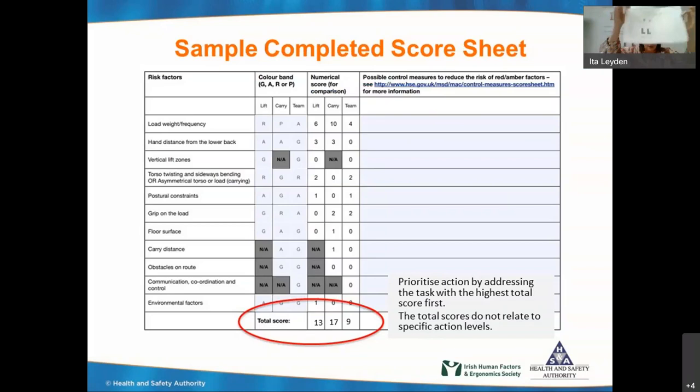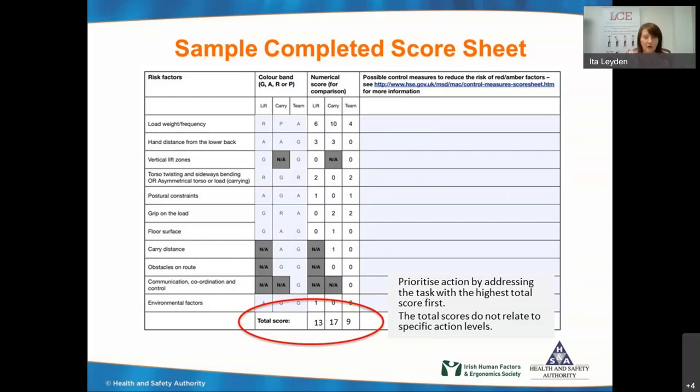And what you'll see on your score sheet is each of the risk factors that you're assessing are in the first column. And then you have color band columns for a lift. And you have a numerical score for a lift, a carry, or a team. So if, for example, we're looking at a lifting task, our first step is going to be to assess the load, weight, and frequency.